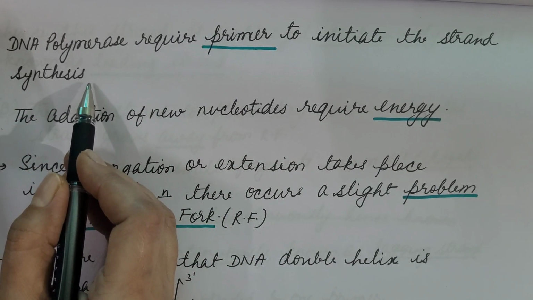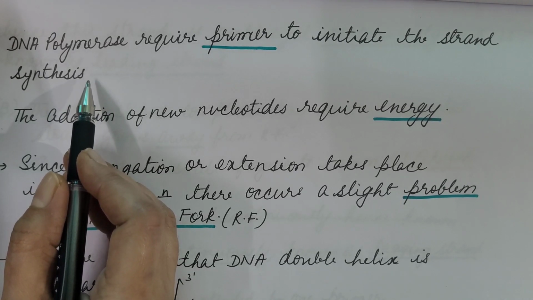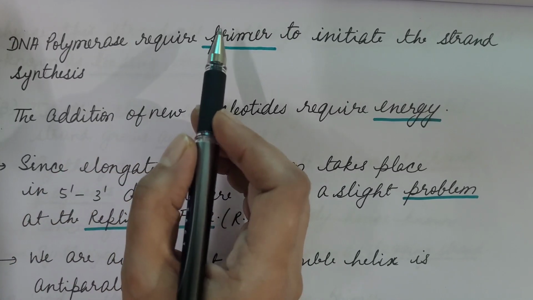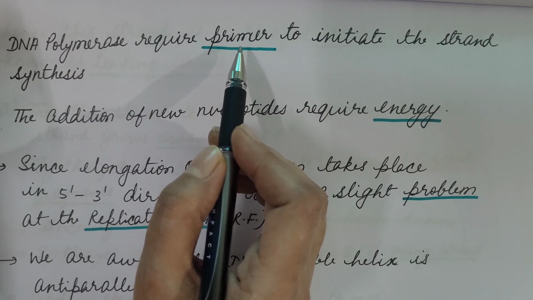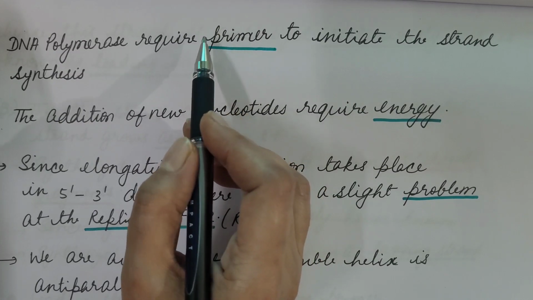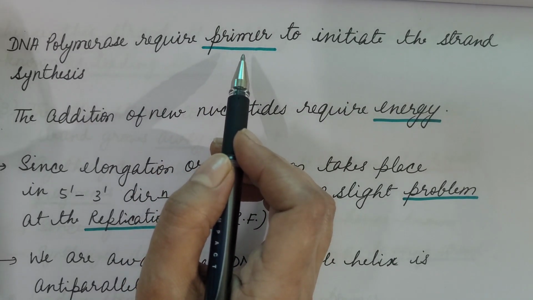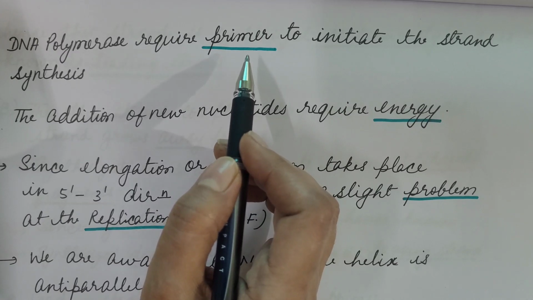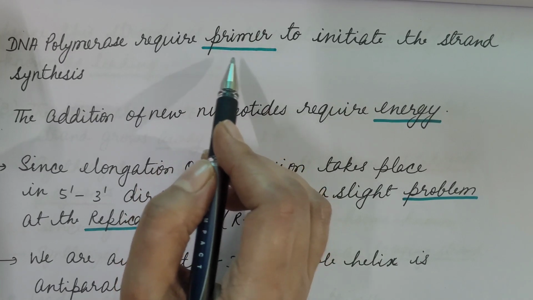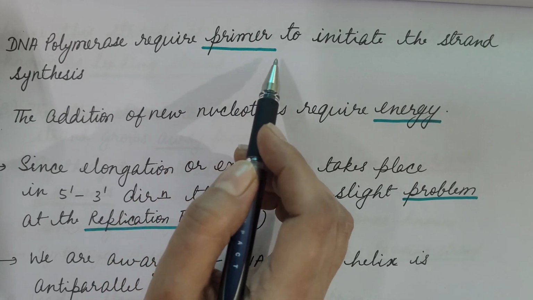This is because it requires a 3' OH group to which it can add nucleotides, and this 3' OH group is provided by the primer, which is synthesized by a prokaryotic enzyme. What are primers? Primers are stretches of DNA or RNA, 5 to 10 nucleotides long, and complementary to the DNA. In the case of DNA replication, this primer is a stretch of RNA.